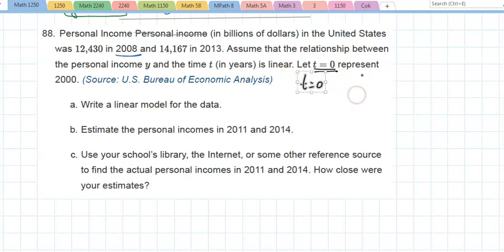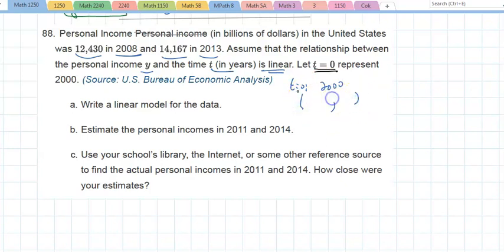But here they say, in 2008, it was 12,430 billion. In 2013, it was 14,167 billion. Assume that the relation between the personal income, y is the personal income, and the time in years is linear. That means it fits in a straight line. Let t equal 0. So they're saying let t equal 0 resembles the year 2000. All right. What does that mean?